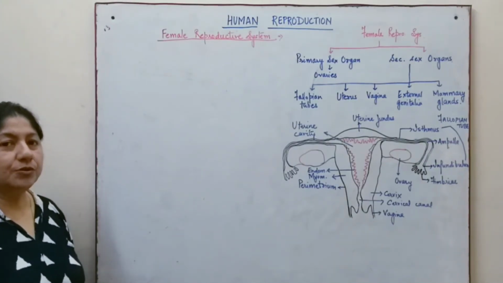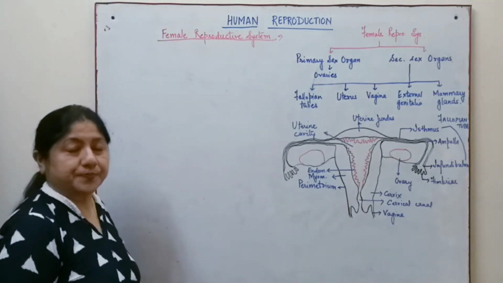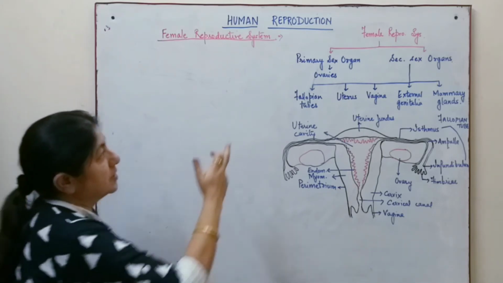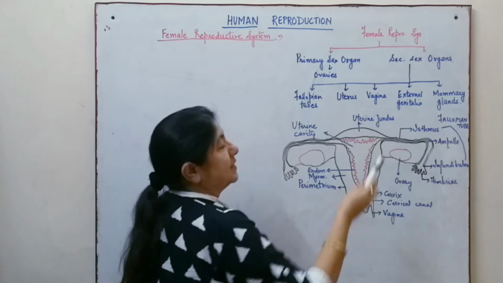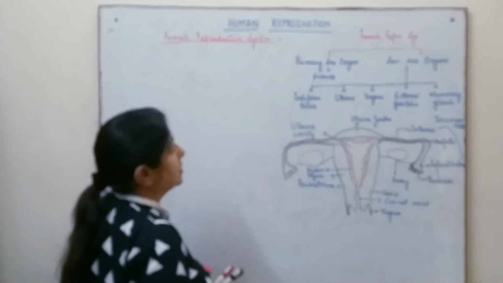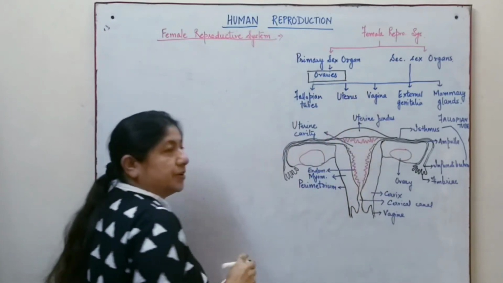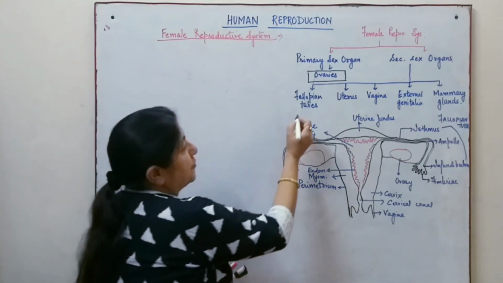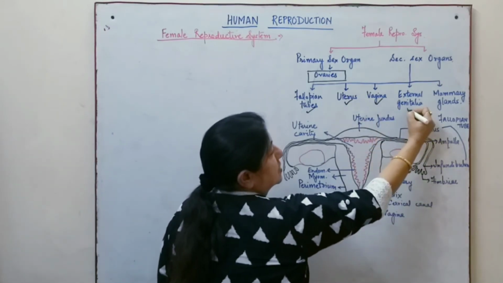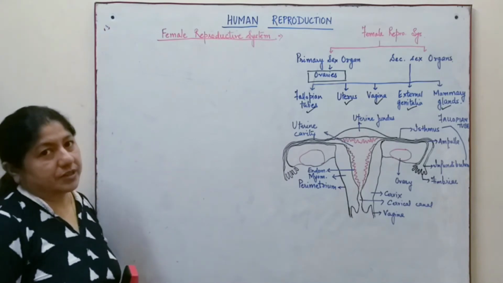In today's video, we'll be talking about the female reproductive system. The female reproductive system includes the primary sex organs and the secondary sex organs. When we talk of the primary sex organ, the ovaries are considered the primary sex organ, whereas the fallopian tube, the uterus, vagina, external genitalia, and the mammary glands are the secondary sex organs.